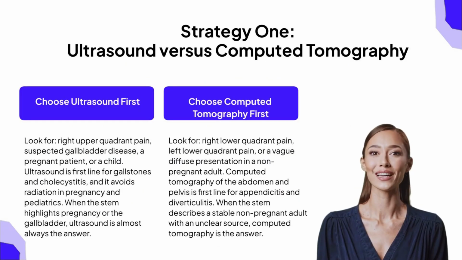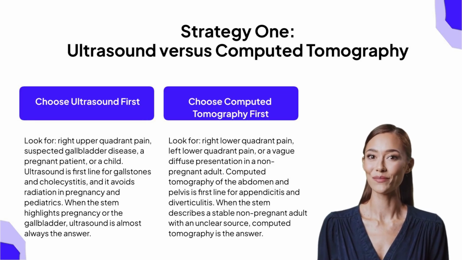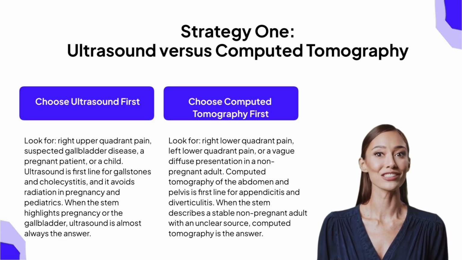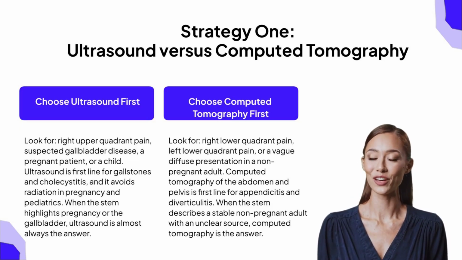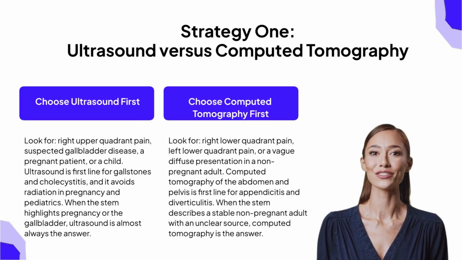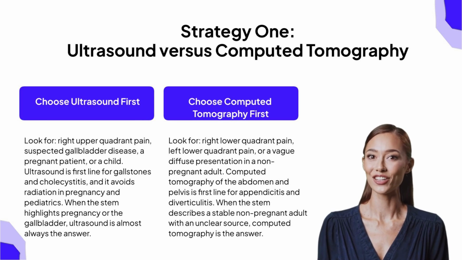Our first strategy is the ultrasound versus computed tomography split. When you see an abdominal pain question, immediately ask yourself which imaging study the stem is steering you toward. Choose ultrasound first when you see right upper quadrant pain, suspected gallbladder disease, a pregnant patient, or a child. Ultrasound is first line for gallstones and cholecystitis, and it avoids radiation.